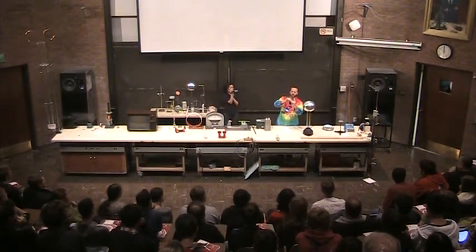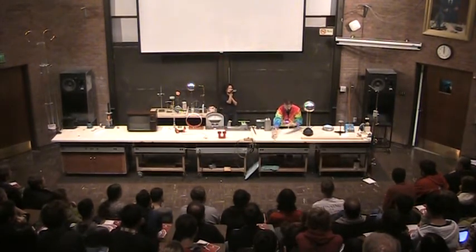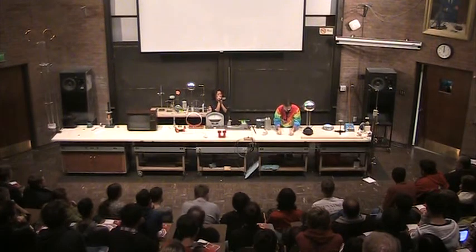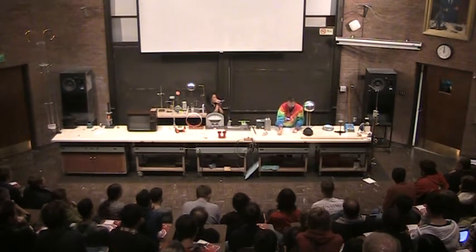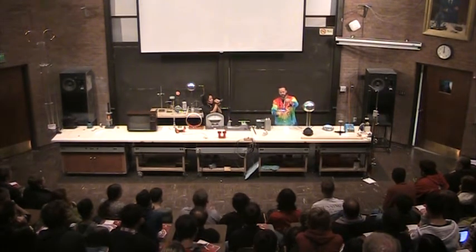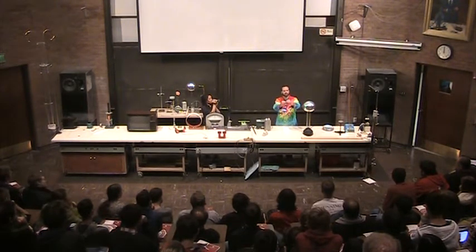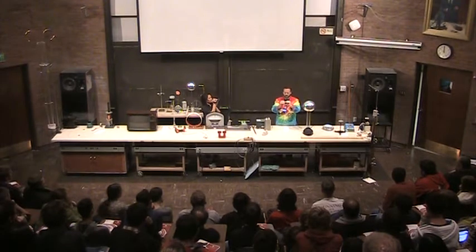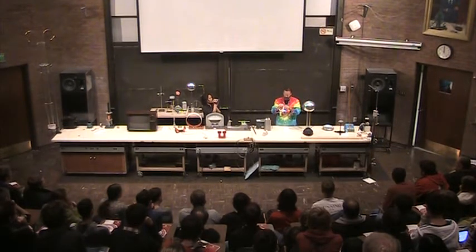Just fold it over so I can get it off the table. Same with this one. Stick them on each other's back, rip them off. Now they should be neutral, right? I'm taking the charge off. Okay, there we go. Let's separate them.